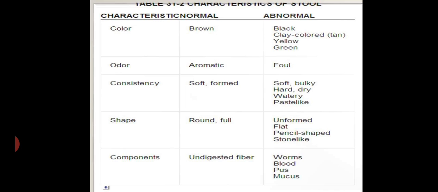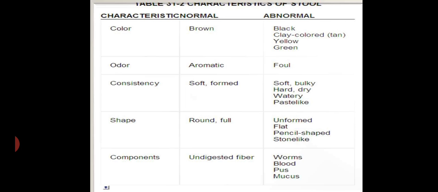Here are the three columns. What's first is that there are two: one is the normal and one is the abnormal. See the color. The normal color of the stool is brown. What will you say is the abnormal color? Abnormal may be black or clay color, that is a tan color. Then yellow color and green color are colors of stool which indicate some kind of disorder or some kind of disease.